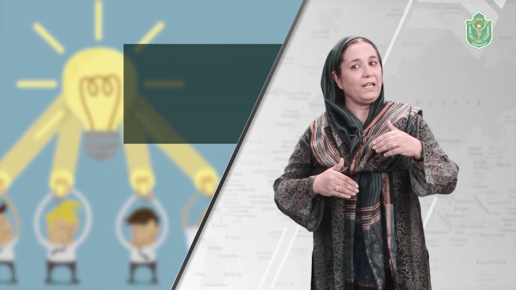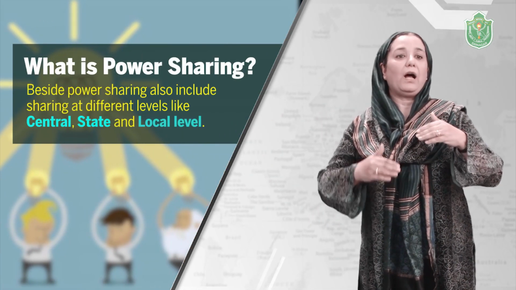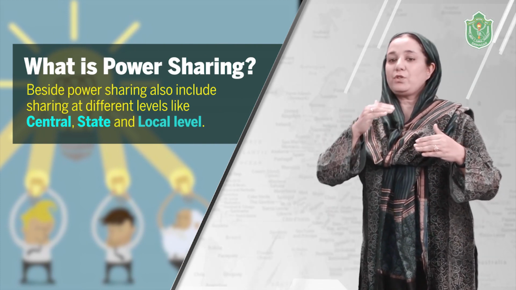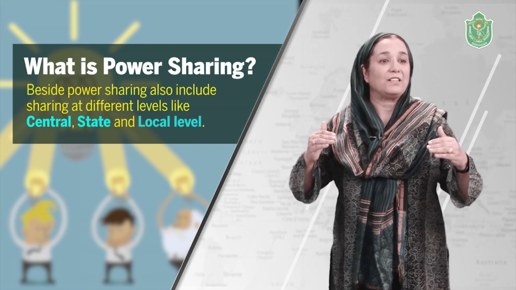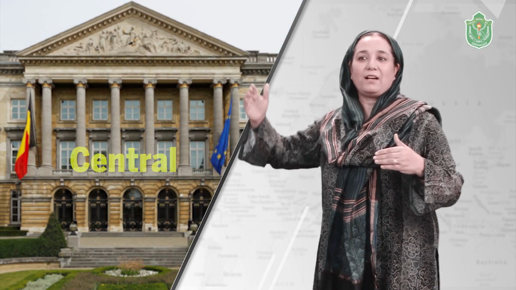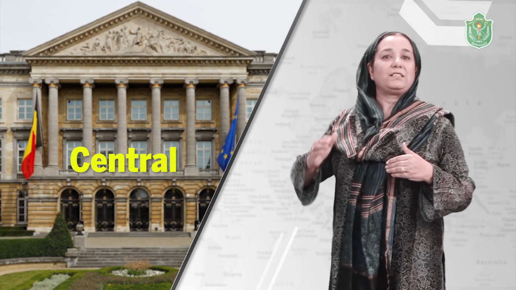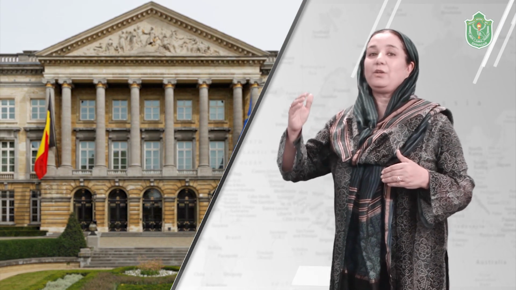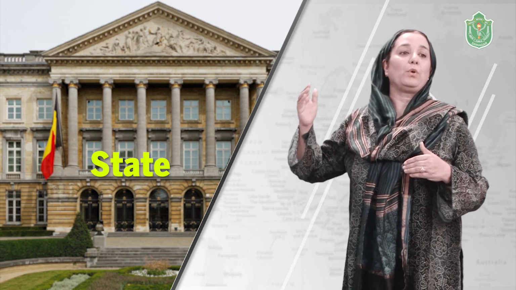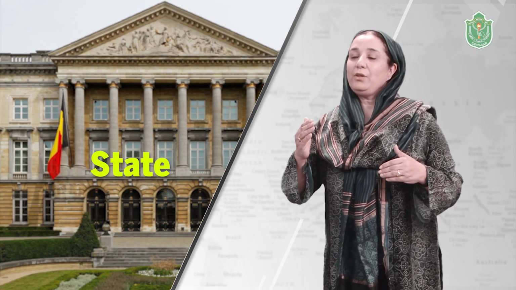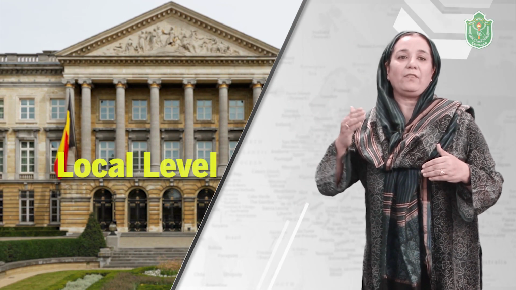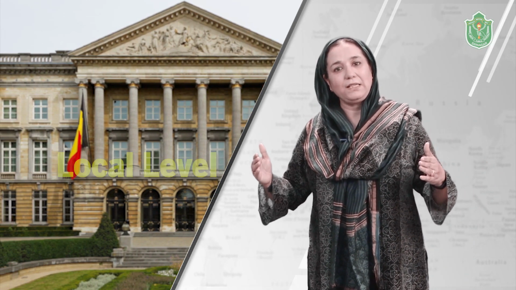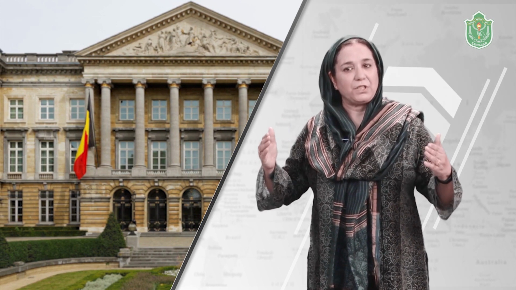Now, besides this distribution of power among the organs, you have power sharing, which is done at different levels. What are the 3 levels? They are the central, which can also be known as the union government. Then you have the state, which can be known as the provincial government. Then you have the local level government, and in India we have them as municipalities and panchayats.